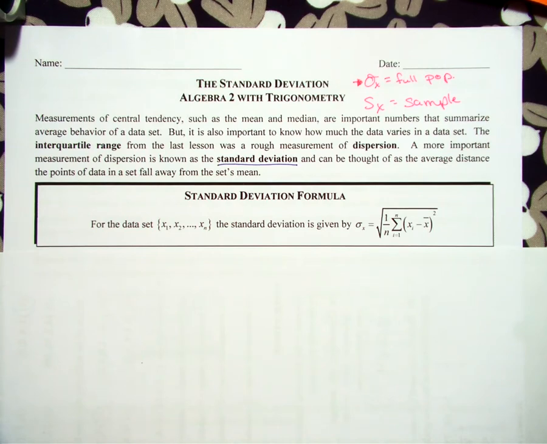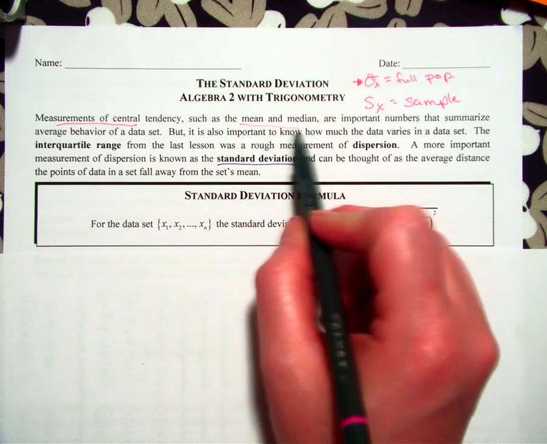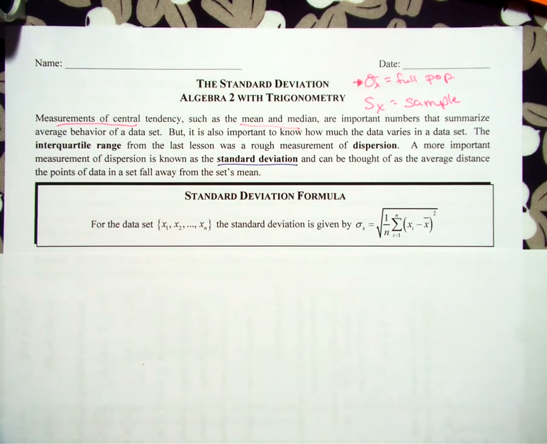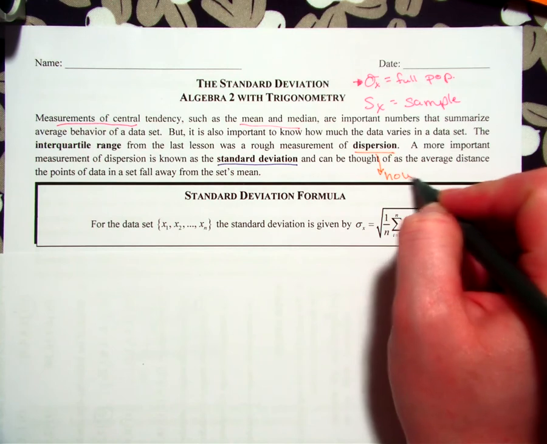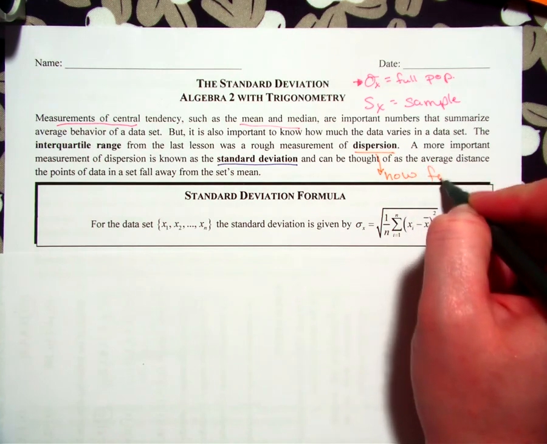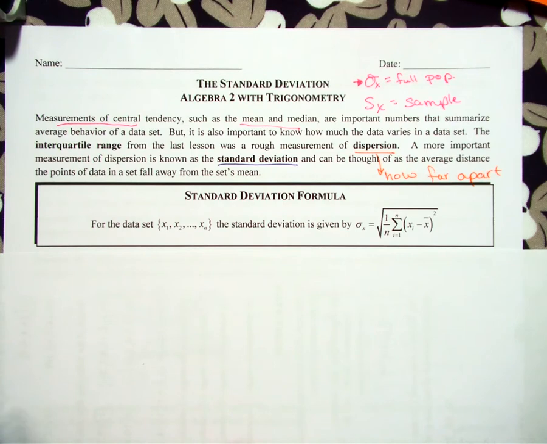So standard deviation measures how far from the mean that you are. So we talked about mean and median. We went over it last week. Those are what we call your measures of central tendencies. But when we start talking about dispersion, so how far apart the data is, that's when we start talking standard deviation.